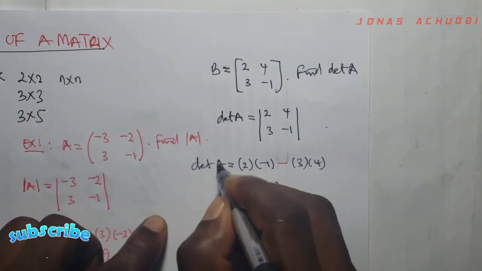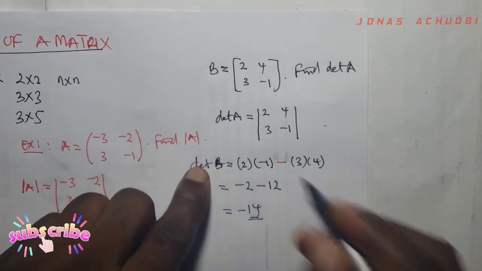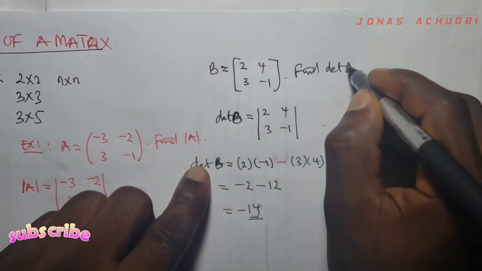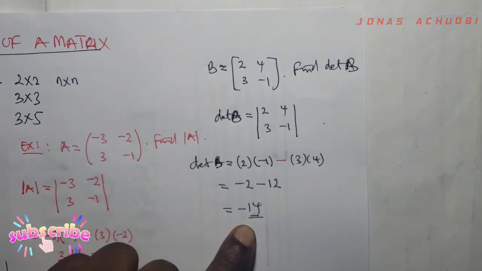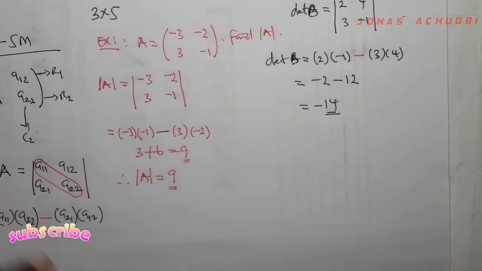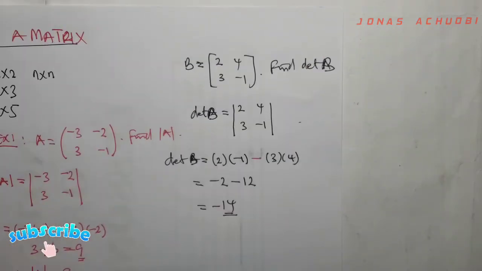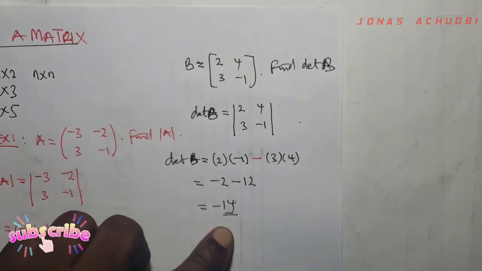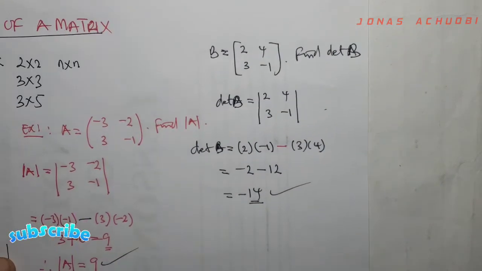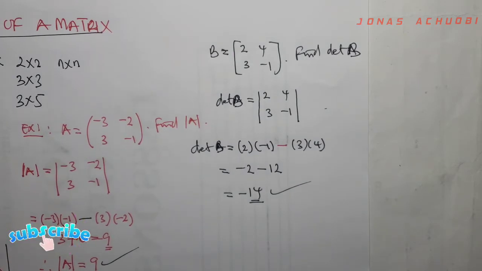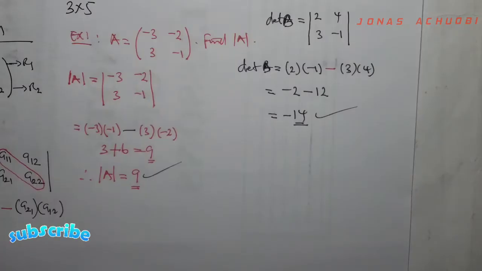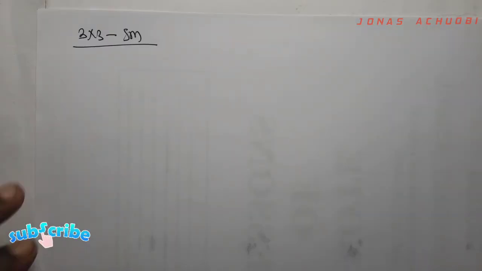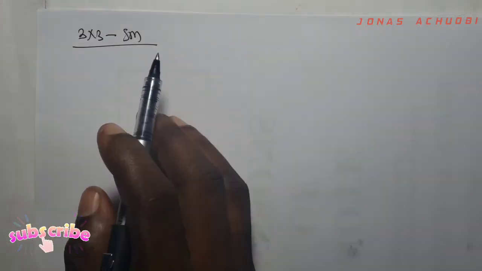So for the matrix B with entries 2, 4, 3, and negative 1, the determinant of matrix B, I was using A here, I beg your pardon. I'm used to A. The determinant of matrix B is negative 14. So you see that in the first example, the determinant was positive, and in the second example, the determinant of the matrix is negative. Of course, there's no problem with that. So we'll now launch into the determinant of a 3 by 3 square matrix, and we shall not go beyond that for now.